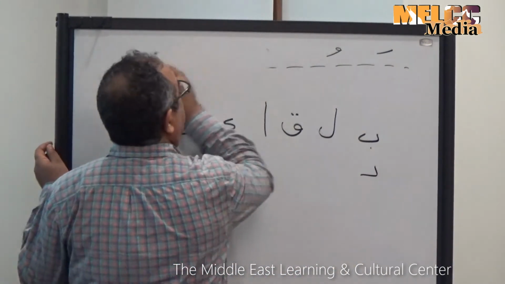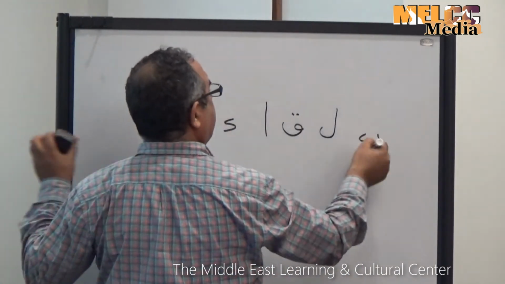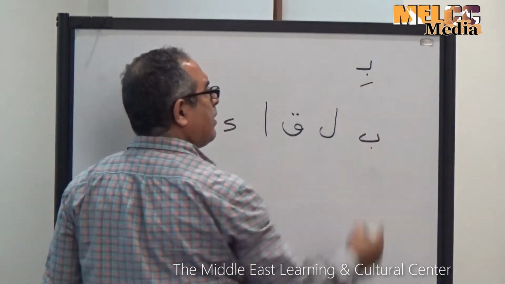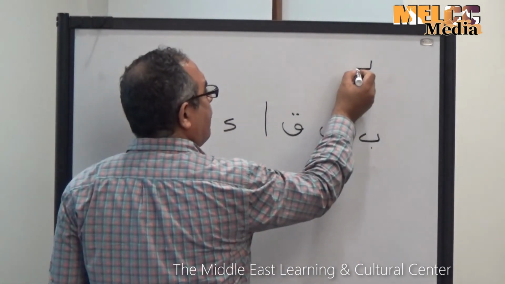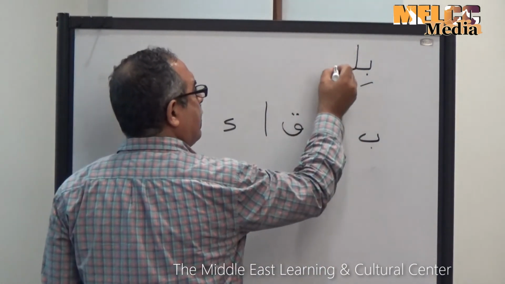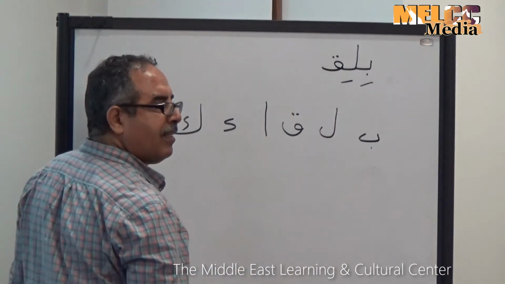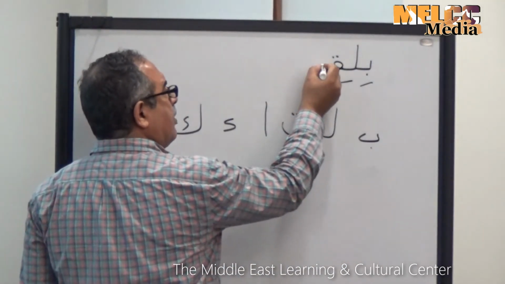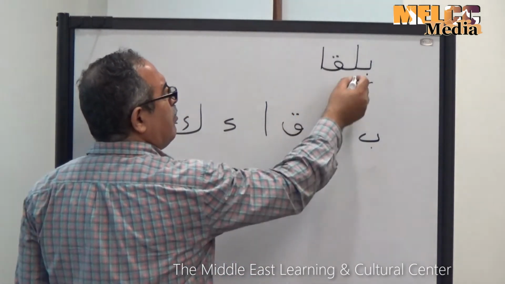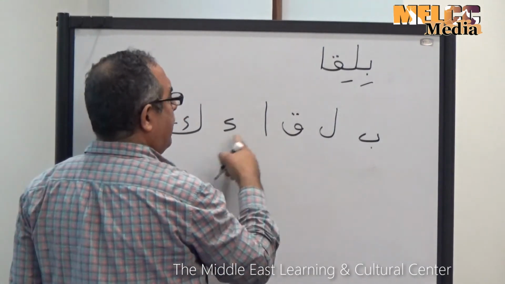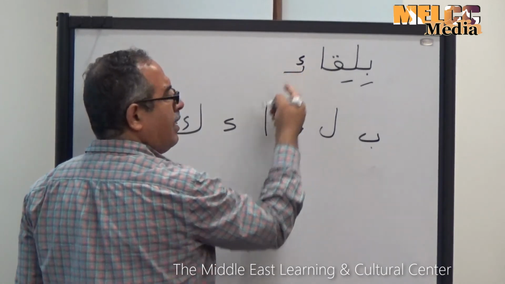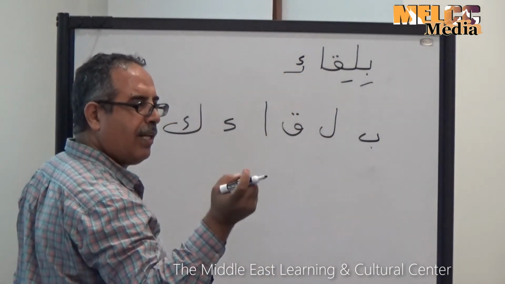Actually, let me write it up here. So we have ba, right? It has what on it? Kasra. Then we have lam, kasra again. Then we have qaf. Remember qaf like that? Then after qaf, the alif here, we just extend it. Biliqa. Then the hamza here. Because it has a kasra on it, we say it sits on some of these letters like ya or waw or alif.